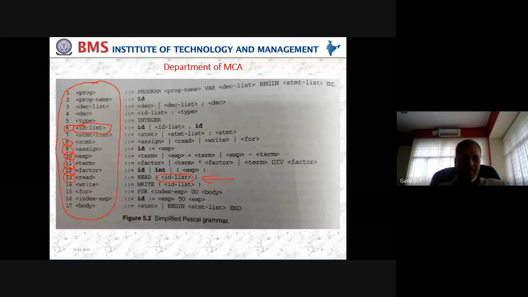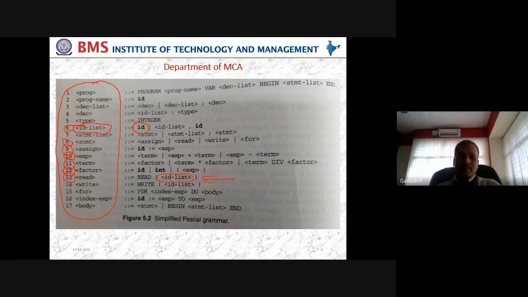It should be somewhere here. Yes, it is found at line number 6. What is ID list? ID list is a non-terminal symbol. It is defined as either ID or, you can see the OR symbol, ID list comma ID, meaning that you write normally int A or int A comma B comma C like that. So ID list means identifiers. Identifiers can be one or more than one separated by comma. That is the meaning of this.